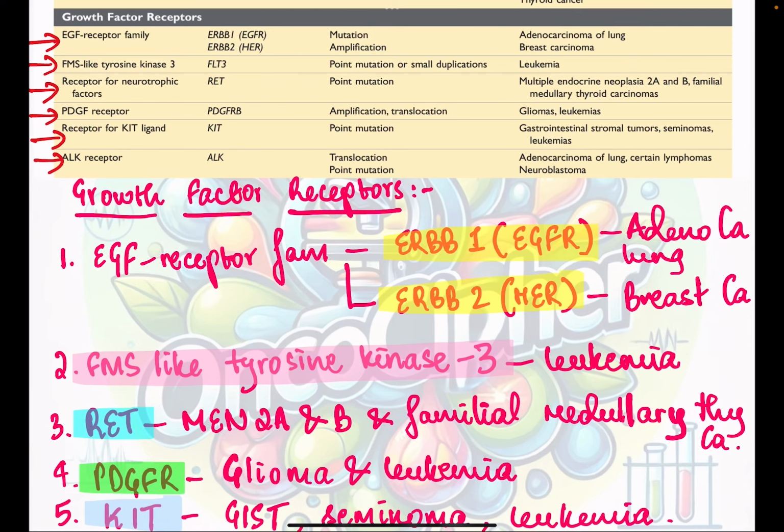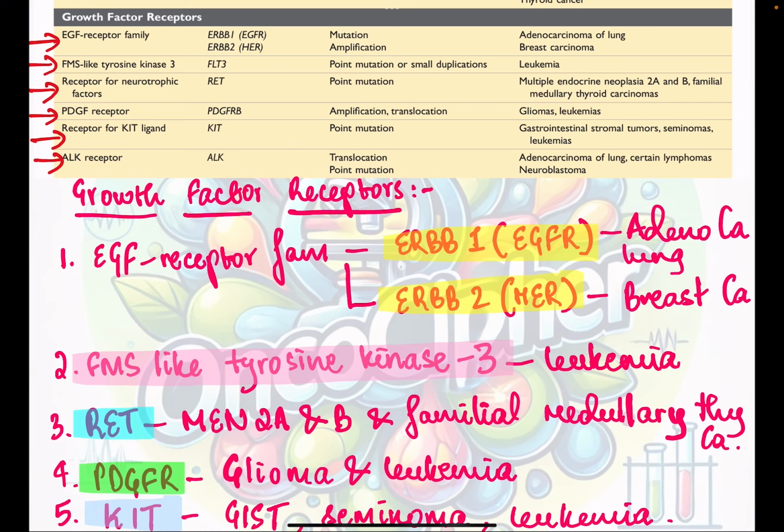The next is growth factor receptors. Each and every one of these is an MCQ, trust me. Each and every one of these is used in cancer therapy. So we are not just students here, we are also into patient care. So we must know all of this. Okay. So the first growth factor receptor is ERBB1 or EGFR, the mutation of which leads to adenocarcinoma of the lung.